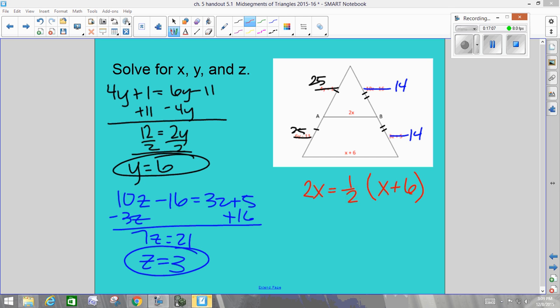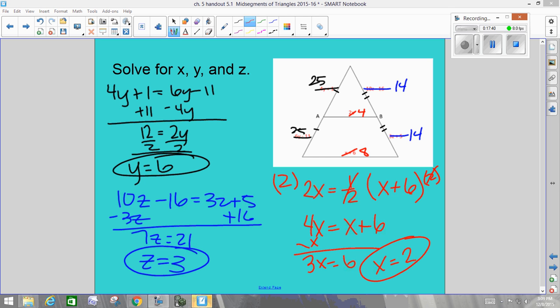What do we want to do next to solve it for x? Yeah, you could distribute the 1/2 or multiply by 2. I'm a fan of multiplying by 2. So this would give you 4x equals x plus 6. Subtract x over. 3x equals 6. So what do we get for x then? 2. What's 2 plus 6? What's 2 times 2? Does that make sense? Okay. See how you can check your answers?